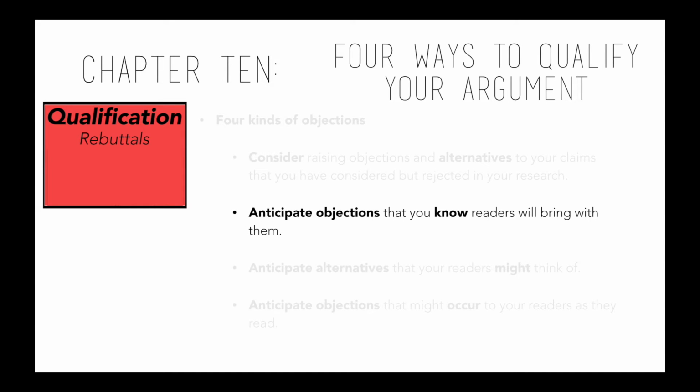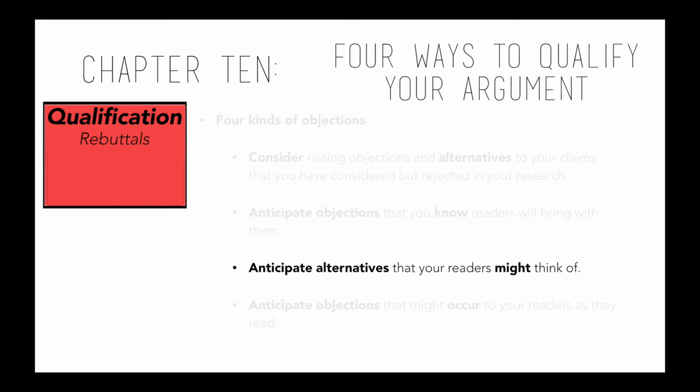2. Anticipate objections that you know readers will bring with them. You need to anticipate and address objections based on well-known arguments that contradict aspects of your argument, or based on a warrant that your readers will not accept. If you don't do this before the readers actually object to your arguments, you will seem ignorant of work in your field or contemptuous of the reader's beliefs.